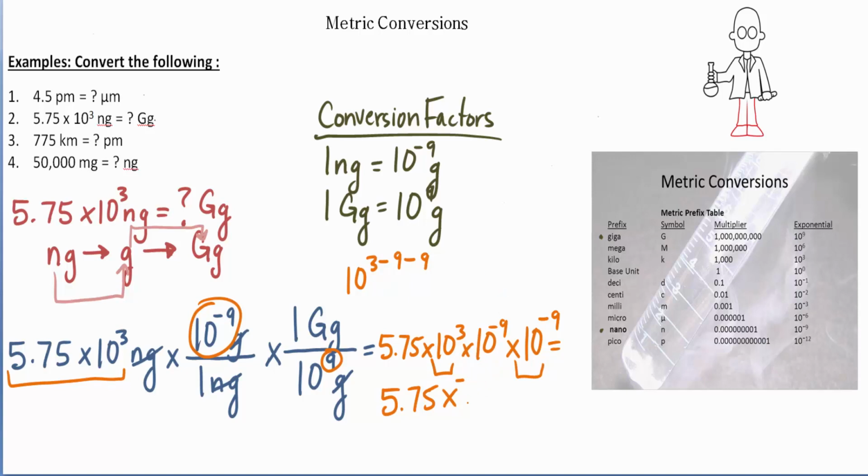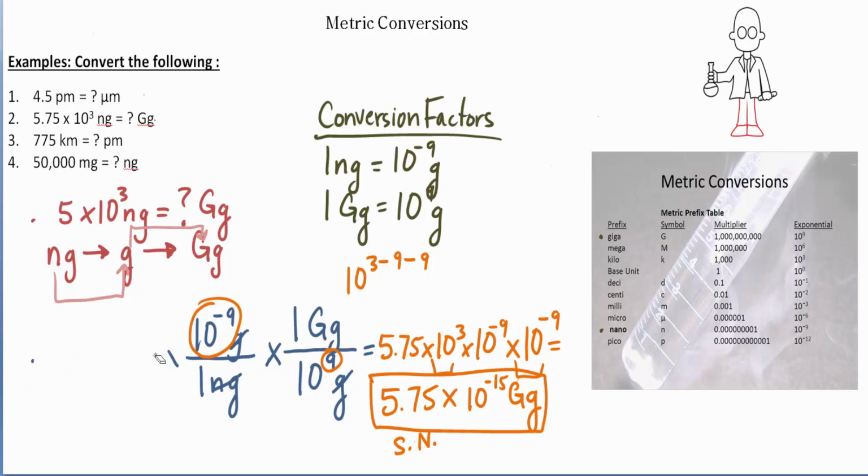So 5.75 times 10 to the minus 15, and our unit is gigagrams. And that will be our final answer, and this is in scientific notation. Now let's look at the third problem.